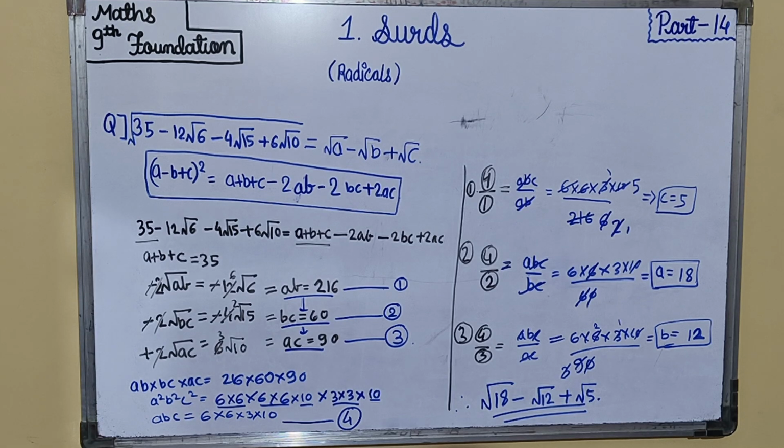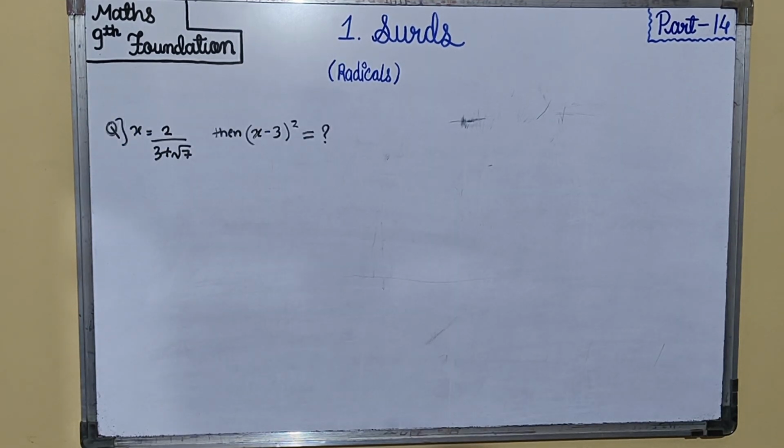This question. Let's move towards the second question. So this is the question. X is equal to 2 upon 3 plus root 7. Then x minus 3's whole square would be equal to what? Over here, the value of x is given in irrational fraction. So we have to rationalize it.